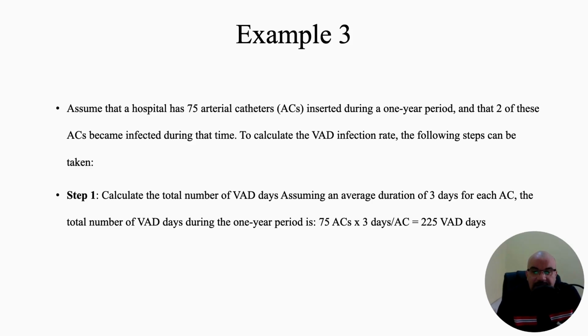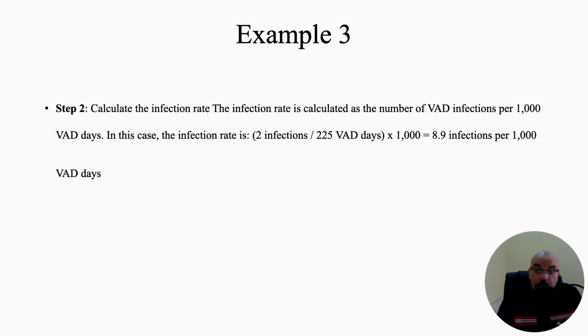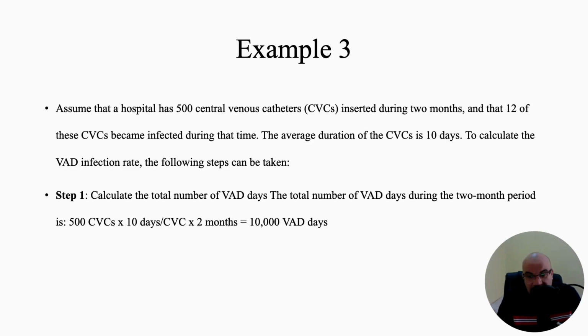Another example, let's say we're talking about 75 central arterial catheters, it's also an arterial central line, and 2 of these became infected. So in the same way, calculate the vascular access device days. Here in this example, 2 divided by 205, so the rate is 8.9. So you can see here the importance of having these records with us.